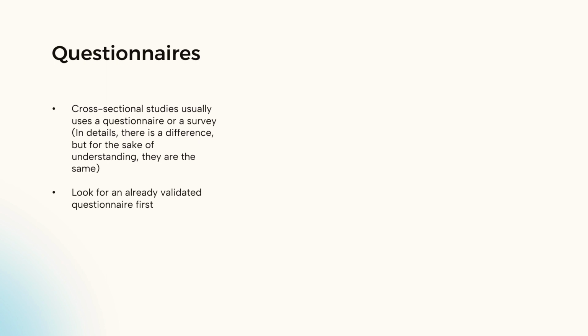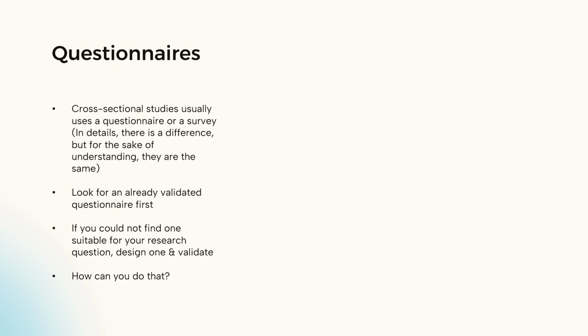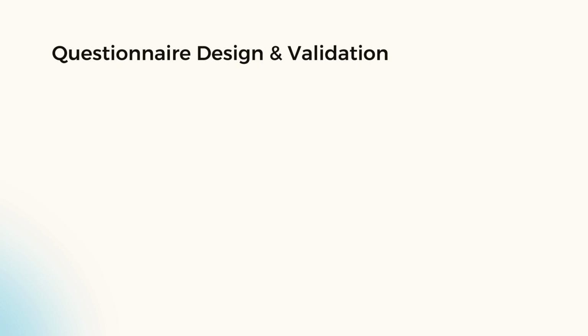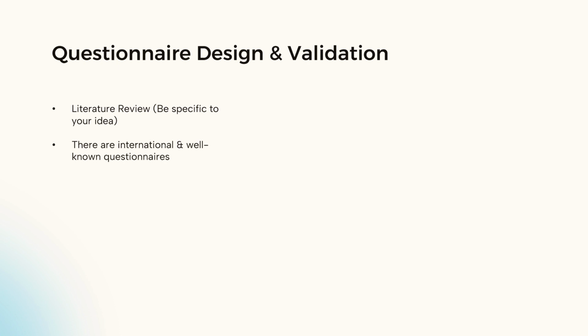So first you want to check if there is an already validated questionnaire or not. Sometimes you may not find a suitable one for your research question, so you can design one and validate it yourself. So how can you do that? Before we proceed to this, there's questionnaire design and validation. In order to design a questionnaire, you want to do a literature review, be as specific to your research idea as possible. And again, you need to check first if there are international or well-known questionnaires that we've mentioned previously.